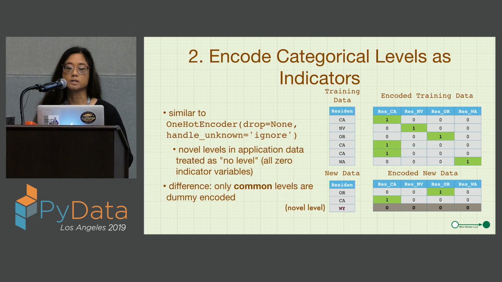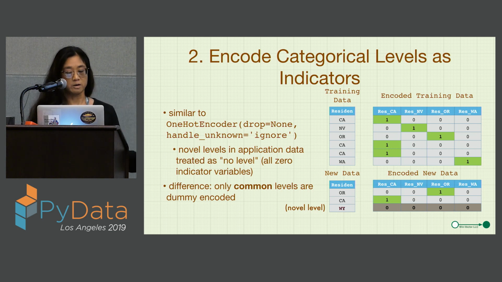The second thing that vtreat does is to encode categorical levels as indicators. This is pretty straightforward. Essentially, what vtreat does is similar to calling scikit-learn's one-hot encoder with the parameters drop equals none and handle unknown equals ignore.